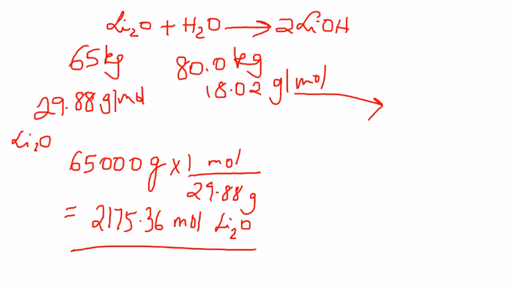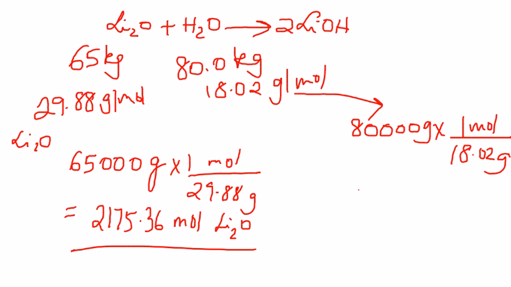When you do the same thing for water, you would say 80,000 grams of water, and divide it by 18.02 grams to convert it into moles. That will come out to be 4439.5. Those are the moles of water. Realize both of these give you 2 moles of LiOH.